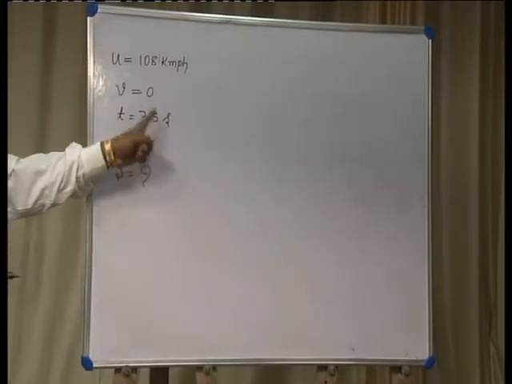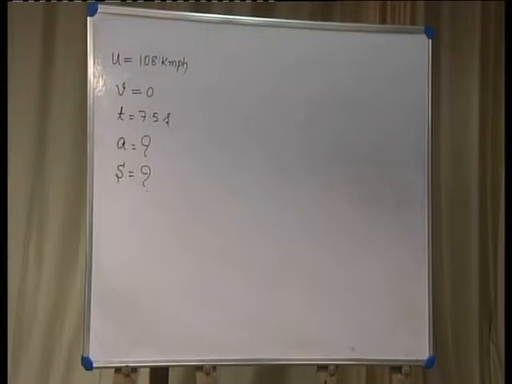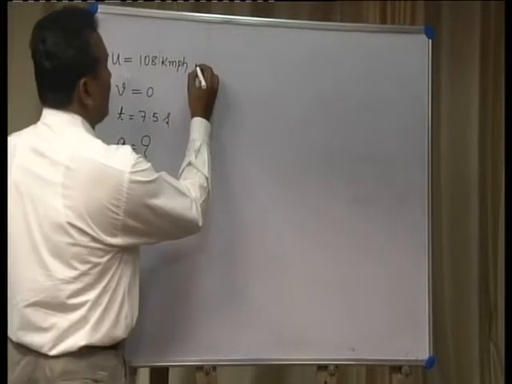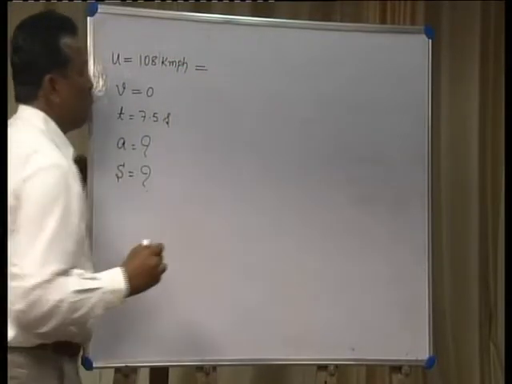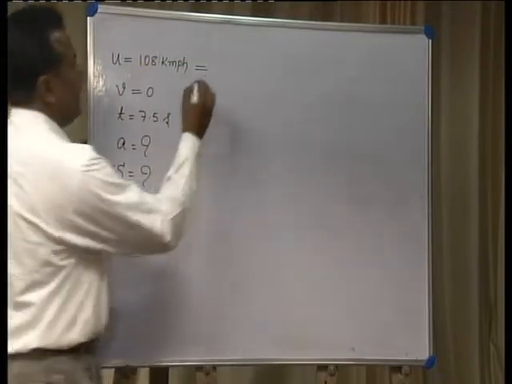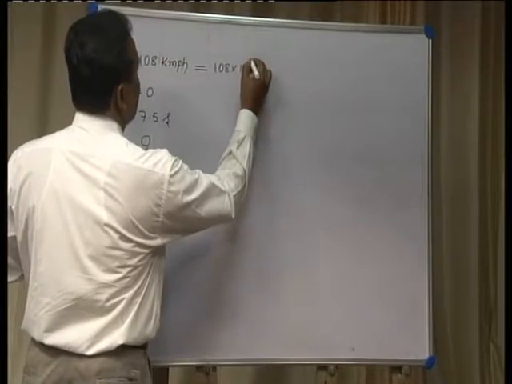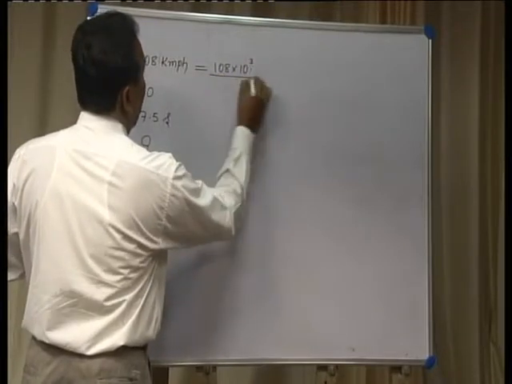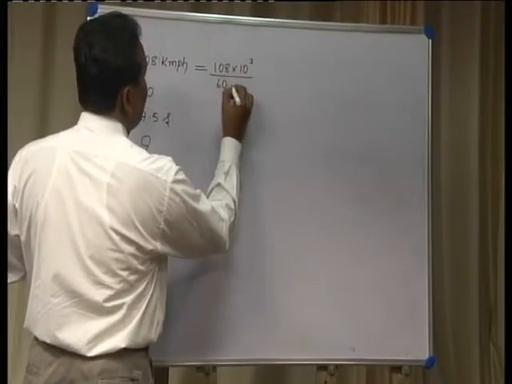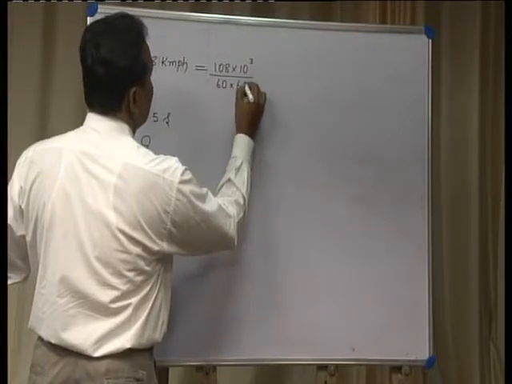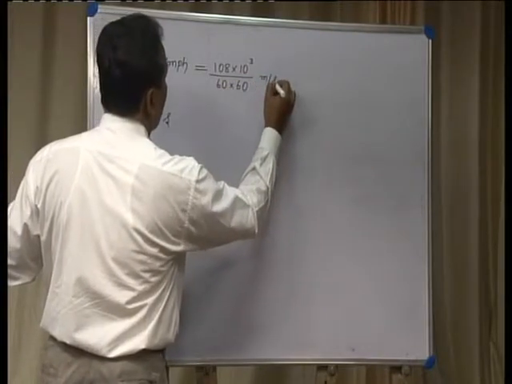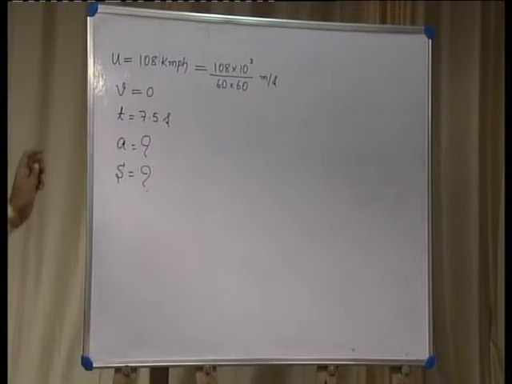Seconds is there, 0 is there, no problem. It is 108 km per hour. Since it is a velocity, you have to convert it into meter per second, following the previous convention we discussed so far. It is 108 kilo, which means 1000, that is 10 power 3. Per hour means 60 minutes, and 1 minute means 60 seconds. Now it will be in the form of meter per second.